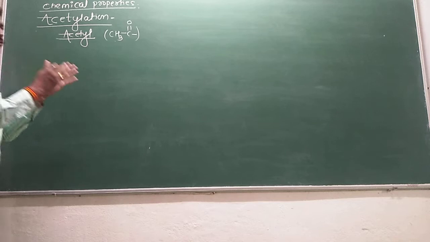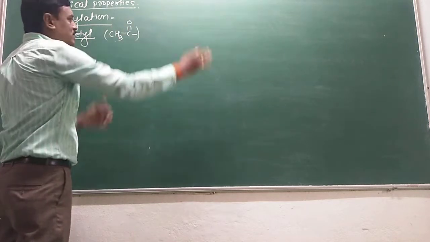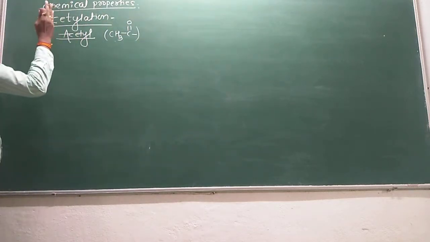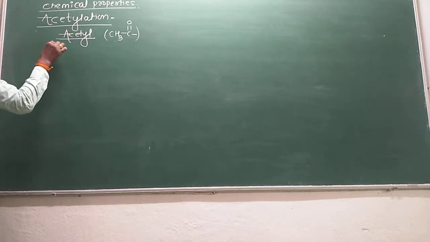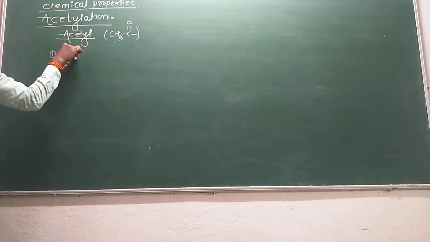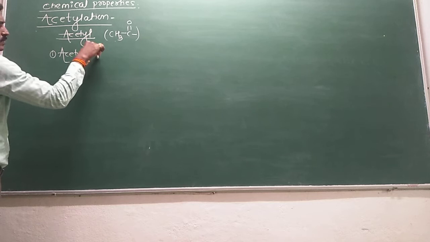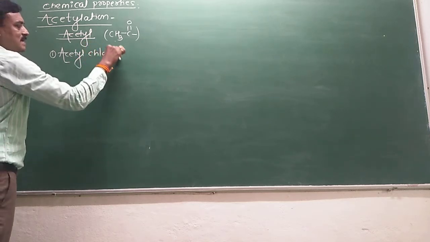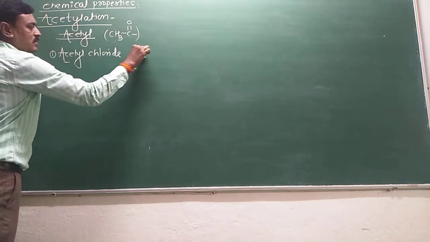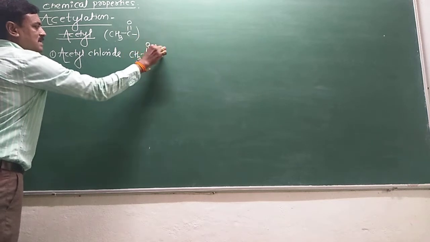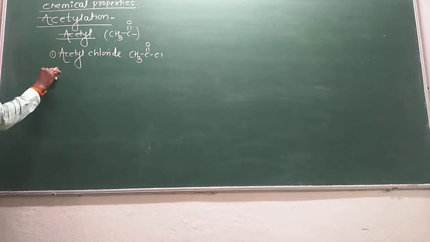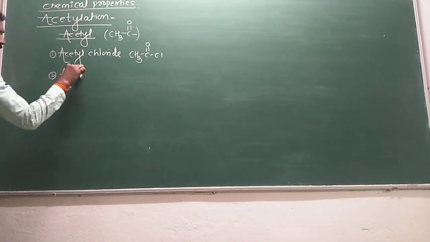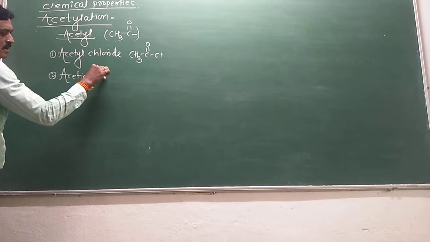Now, before we go towards the reaction, first of all, acetylation is carried out using acetylating agents. And the most important acetylating agent is acetyl chloride. This acetyl chloride has the formula CH3 C double bond O Cl. This is the acetyl chloride. The second one is acetic anhydride.